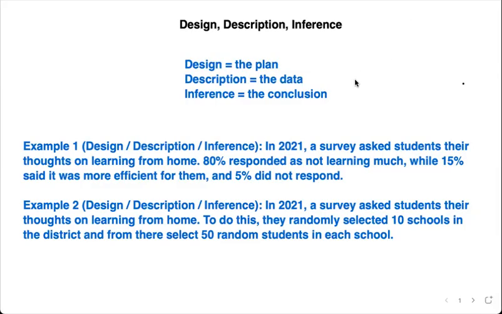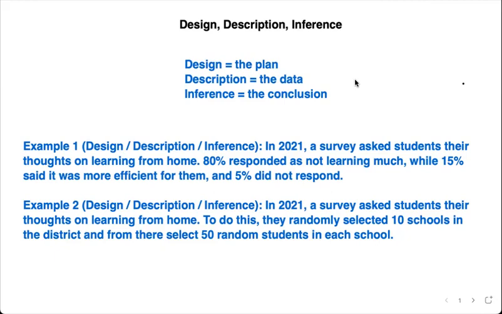Now, design, description, and inference are three different parts in the field of statistics that you might be asked to identify. To put it simply, design is the plan. How do we gather the data? Description is the data itself, laid out either in a chart or a graph or a table or even in sentence form. And inference is going to be the conclusion. What are we going to infer based off of all the information provided?